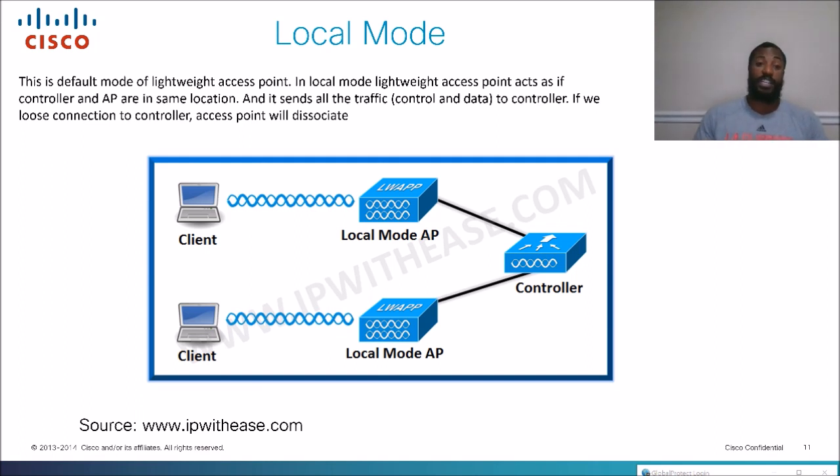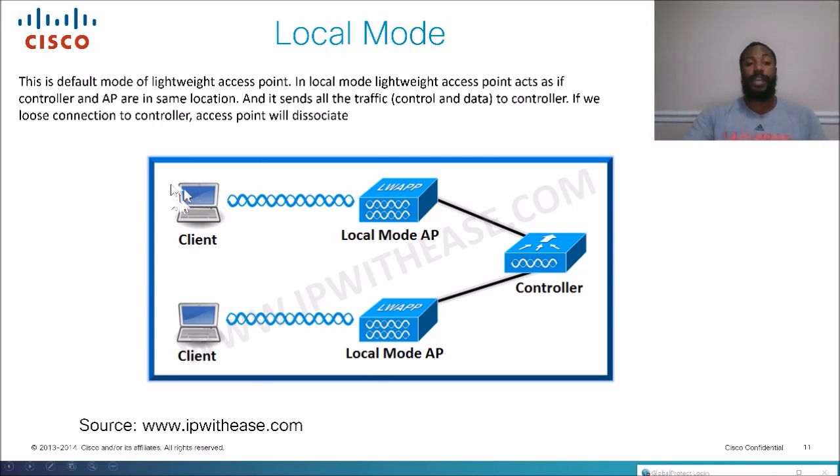If we lose connection to the controller, the access point would disassociate. Will it still function? I don't believe so, because it needs to talk to the controller. But that's where you can use another mode, which we'll talk about in a little bit. But again, this is the default mode. The local AP acts as if it's within the same location as the controller.